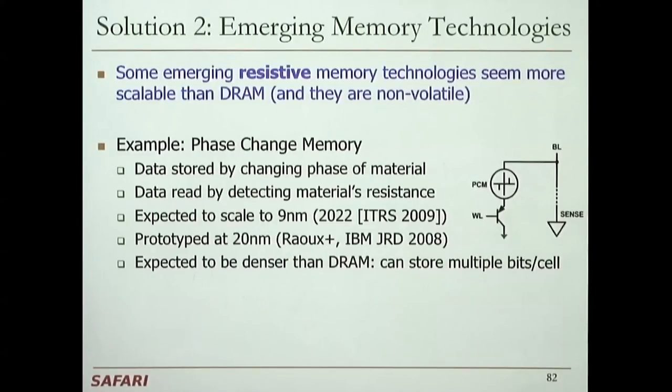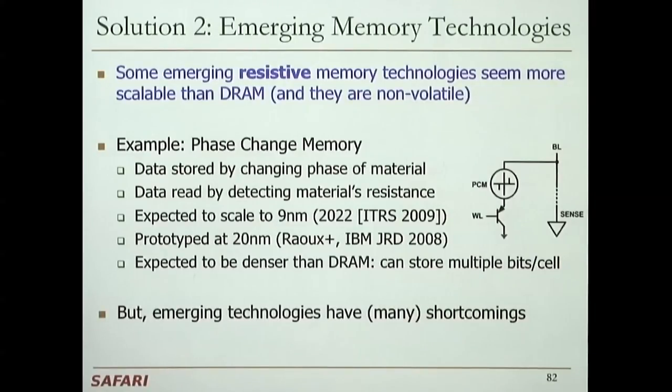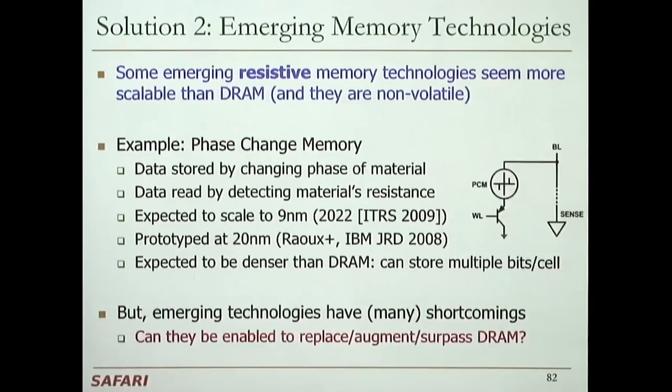And this is expected to be denser than DRAM because you can store multiple bits per cell, and I'll show you an example of that. The problem is these emerging technologies, especially phase change memory, but others as well, have some shortcomings. And some of them have many shortcomings. The key question is, can we enable this scalable technology to replace, augment, or maybe even surpass DRAM?